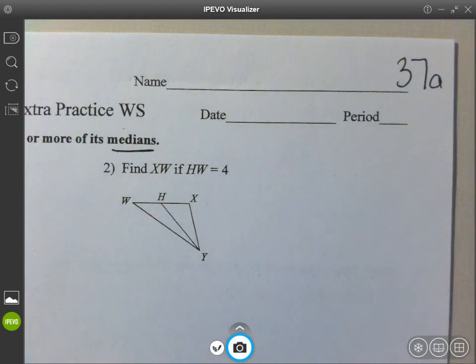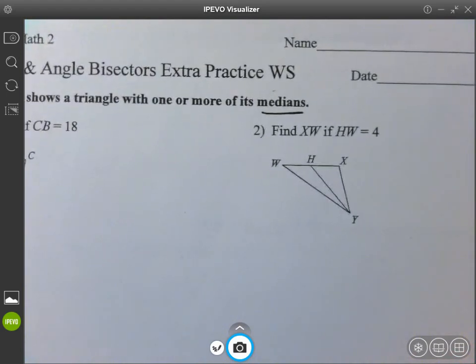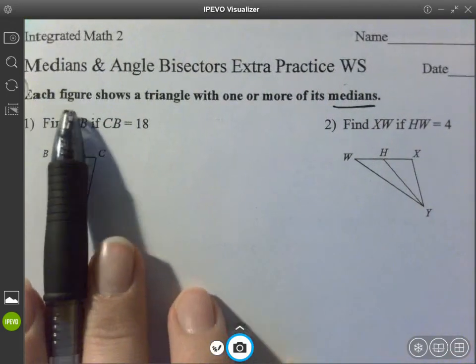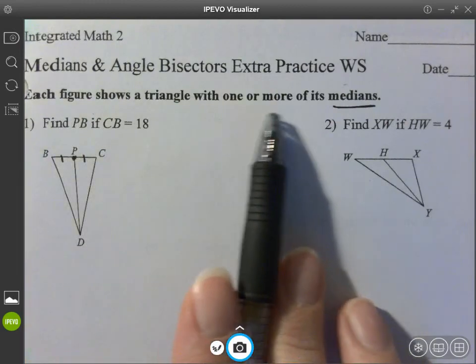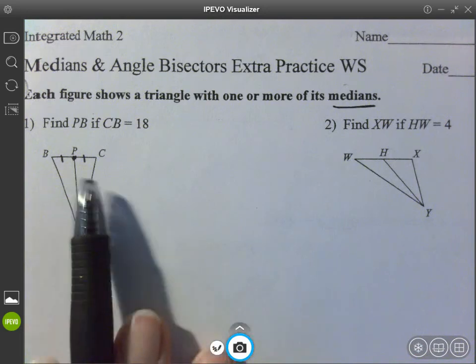All right, we're going to go ahead and look at 37A in your packets. We're going to do the setup for each problem, and then I'm going to leave it for you to solve. So it says each figure shows a triangle with one or more of its medians. So nowhere does it tell you that this is a median.